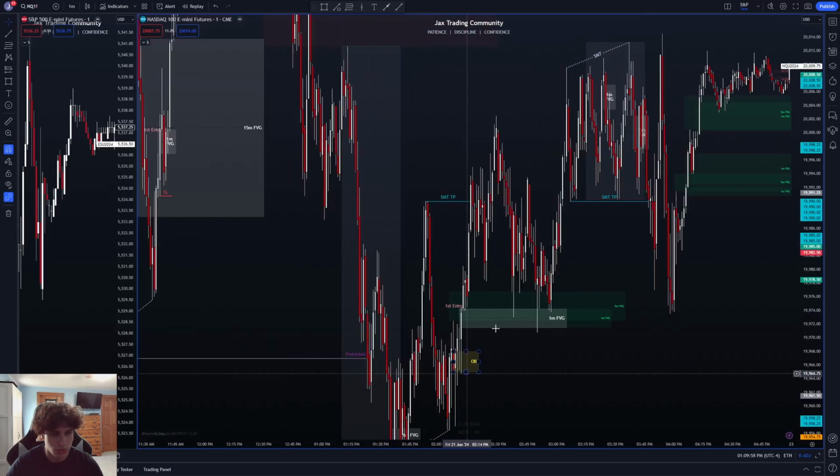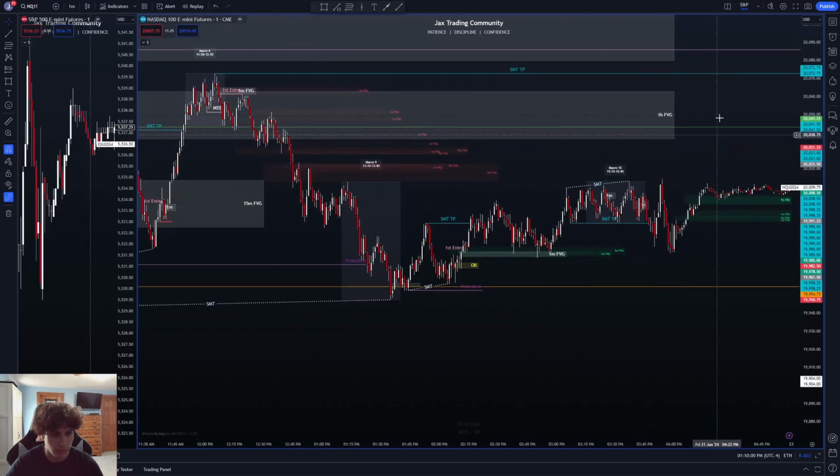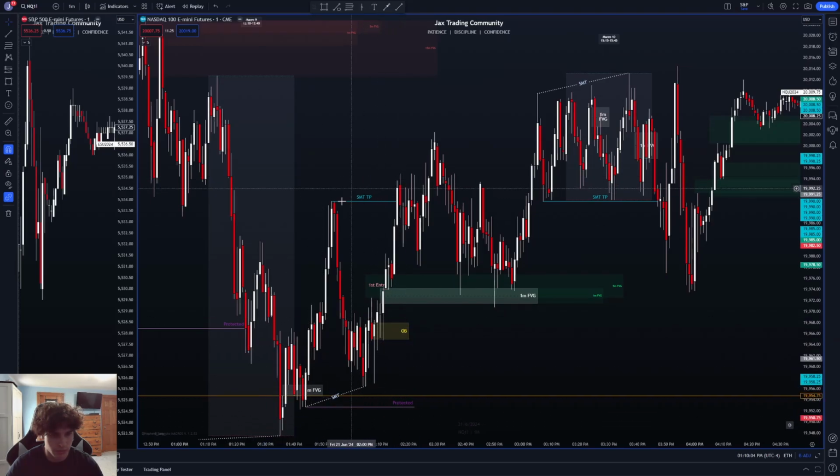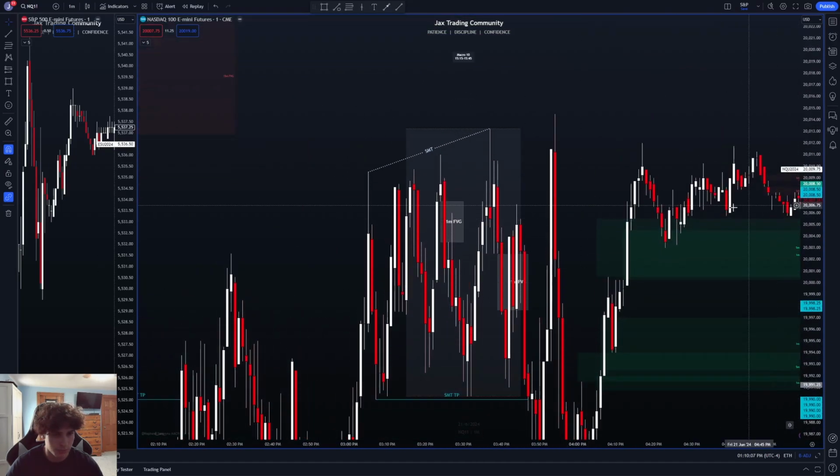But with a little more internal structure to look at this leg while it's coming up, you can find some other models. So for example, here is one of them. And then you have another one right here. So it starts off with this being the SMT.